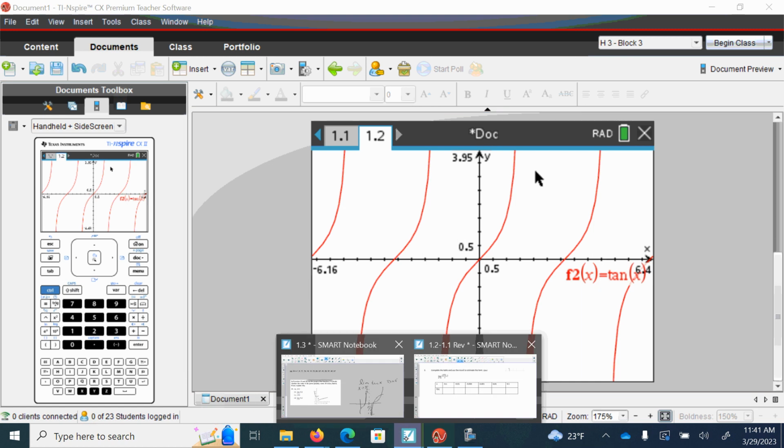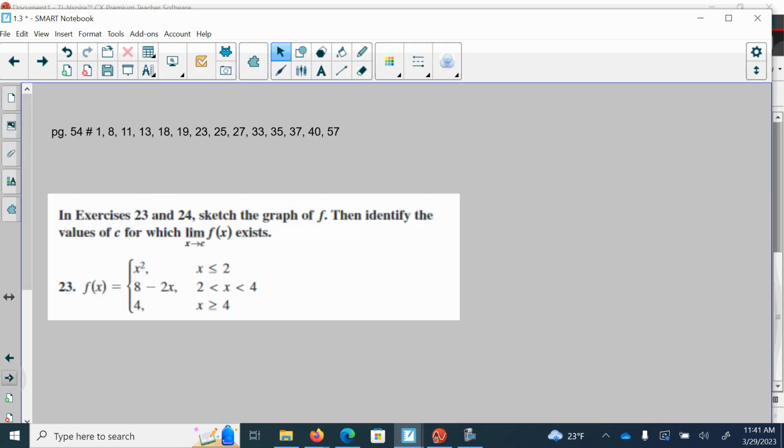23. So this is a piecewise function. So it's asking you to find all the values for c of which the limit exists. So to find the one where the limit exists, I'm going to try to find where the limit does not exist. So if it's a piecewise function, I'm going to look at x squared. What do I know about x squared? What type of function is it? It's a parabola. Are there any breaks, jumps, or asymptotes in a parabola? No, so it's what I call a continuous function.